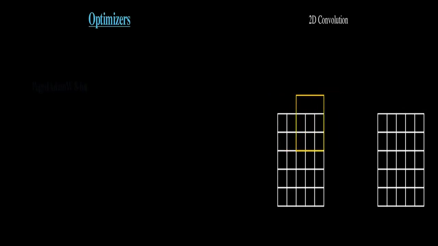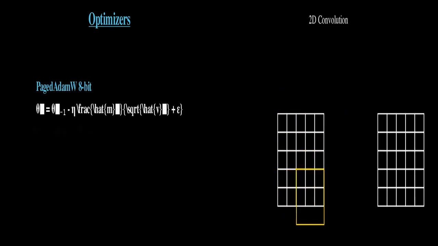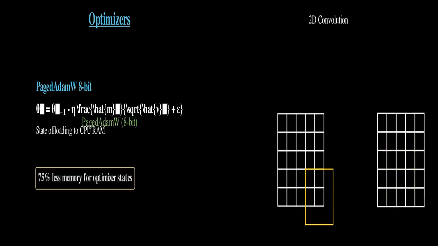To apply these updates, we use an optimizer. Paged AdamW 8-bit is highly recommended. AdamW tracks momentum and variance for every trainable parameter. Paged optimizers leverage unified memory. If VRAM fills up, optimizer states are temporarily offloaded to system RAM, preventing OOM crashes. The 8-bit quantization of the optimizer states further reduces memory by 75% compared to float32, with negligible impact on the final convergence of the model.